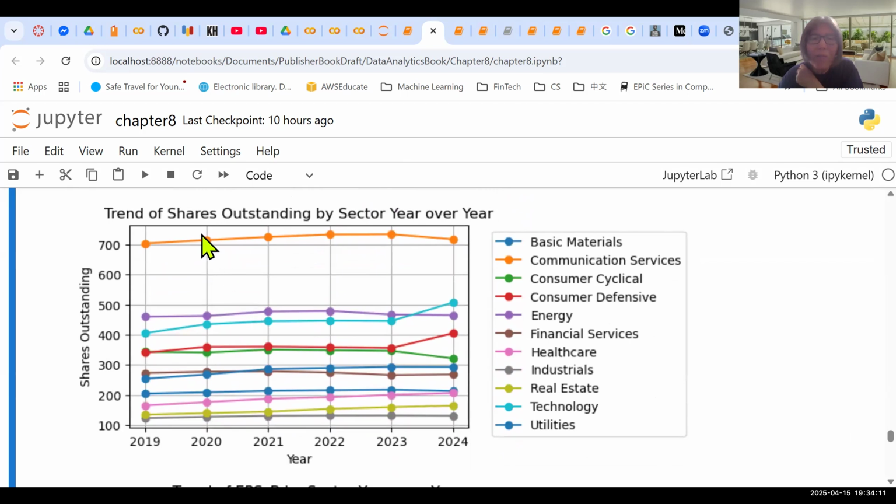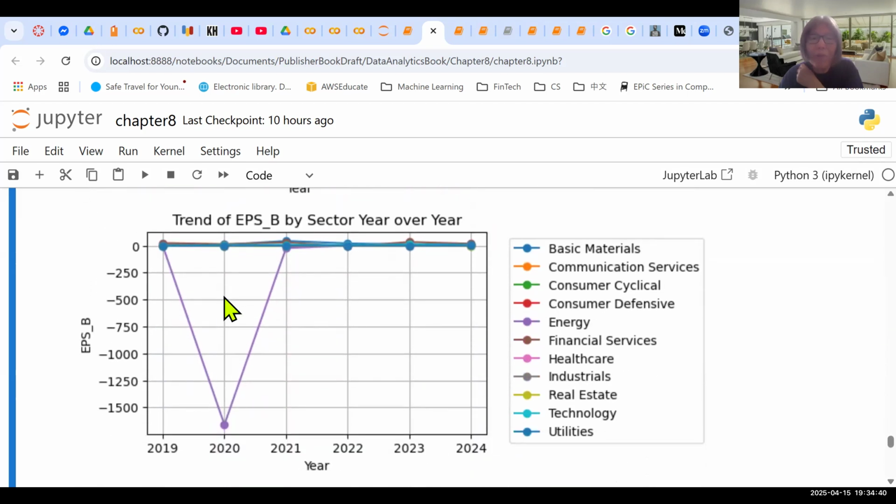And then this is the shares outstanding by sector. If you take a closer look at communication service, compared with others, there is a large gap here, so this may also raise some questions. And then for the EPS for the sector, for some reason in 2020, the purple one, which is energy, drops to over 1,500, also over 1,000. It's also way off the chart for this value.